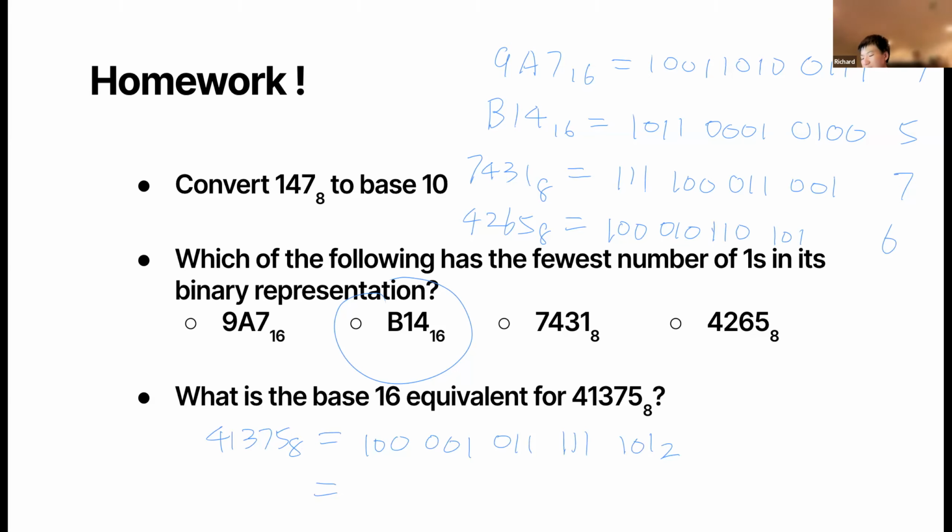Now we're going to regroup it into groups of 4. So when we're doing the regrouping, we should always start on the right side so that if we can't group it evenly, we can always add leading zeros. So 1101 would be the last group of 4. Then 1111, 0010, and 100. So we can always add a leading 0 in front of that. So lastly, every group of 4 corresponds to 1 hexadecimal digit. So this is the same as 42FD base 16.